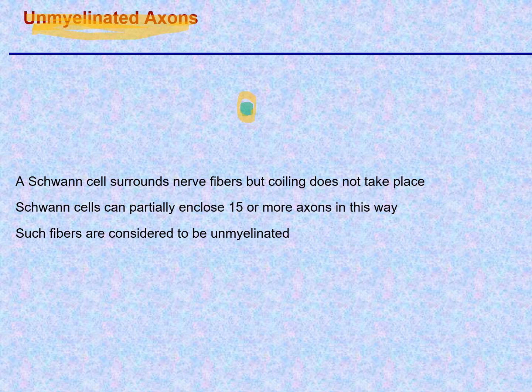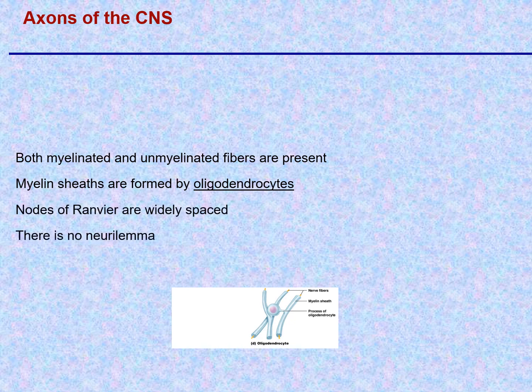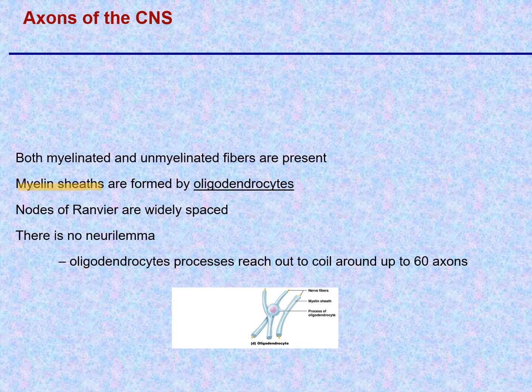And with that type of Schwann cell, a single Schwann cell could enclose multiple axons, but it's not considered to have a myelin sheath. These are unmyelinated axons. Now, for the axons in the central nervous system, they can have a myelin sheath formed by oligodendrocytes, which we mentioned before.